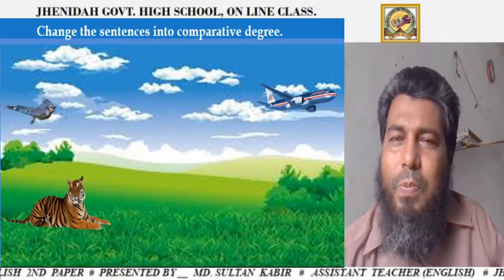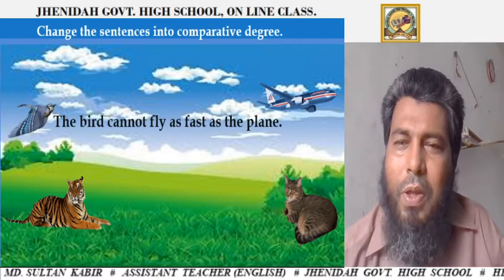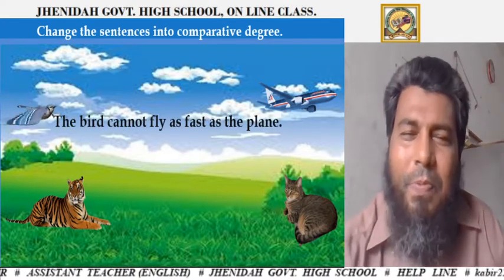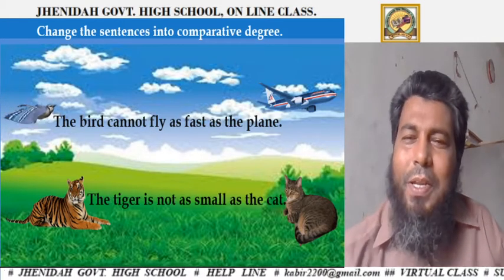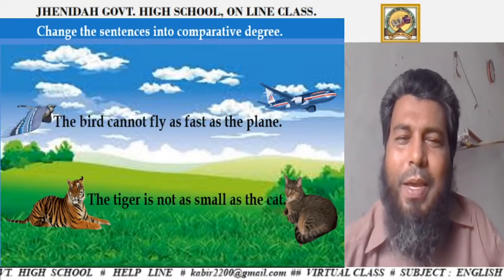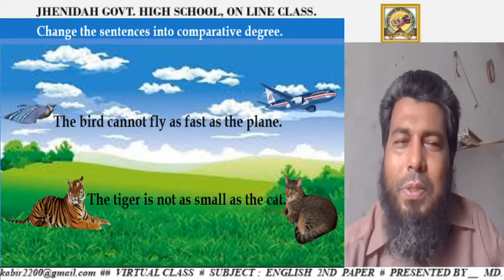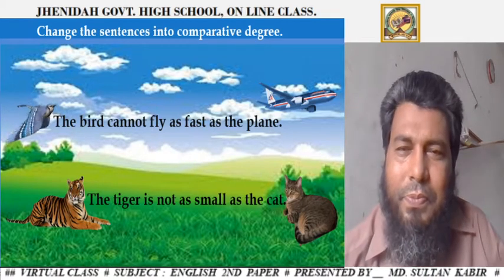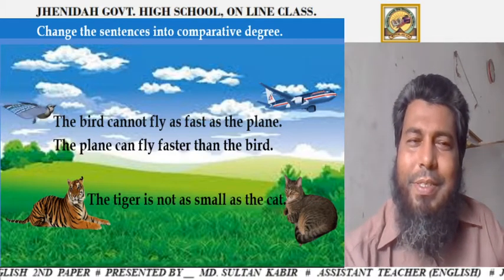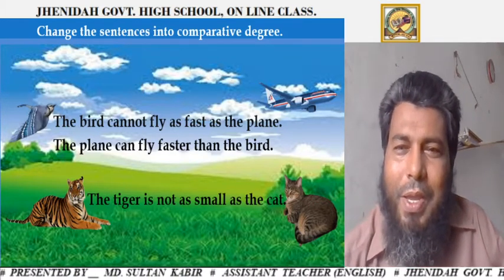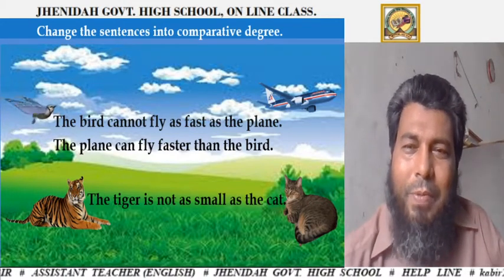Now change the positive sentence into comparative. The bird cannot fly as fast as the plane. And the tiger is not as small as the cat. So what would be the comparative form of the positive degrees? Now look, the plane, the second noun or pronoun, is added here at the beginning, the plane. Then the verb cannot fly becomes can fly.